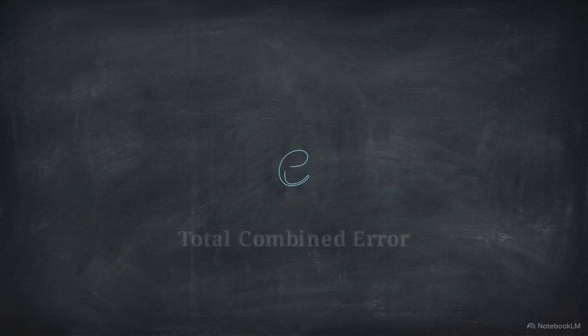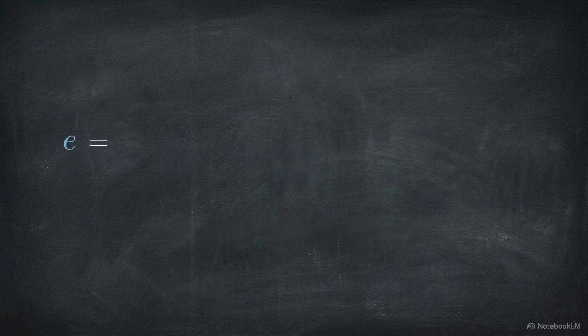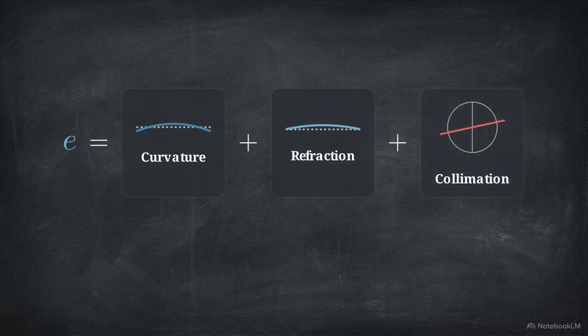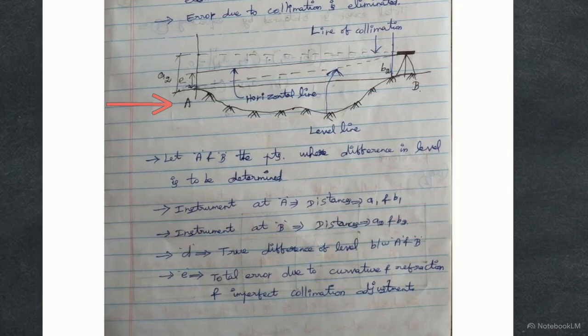To prove how this works algebraically, we first define a temporary mathematical variable, E. This letter represents the total combined error of curvature, refraction, and any imperfect instrument calibration over the gap. This diagram shows our setup at station A. We take a near staff reading, A1. Since distance is 0, error E is 0.